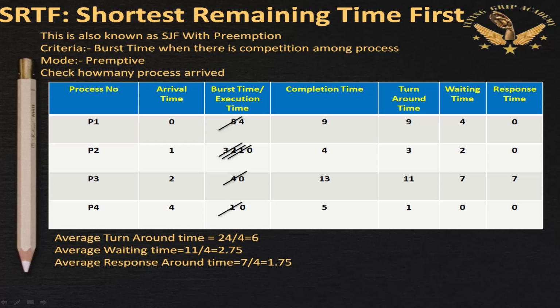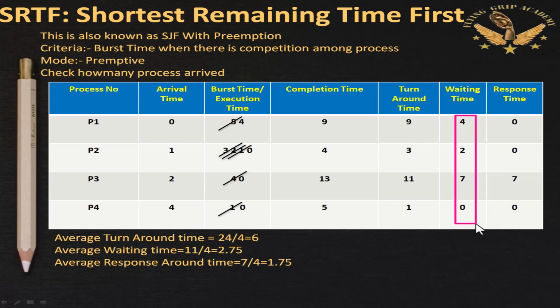So here, if you are going to see the average turnaround time, it will be changed. So here, turnaround time we are going to waiting time. So waiting time is 2. So we have got the correct values: 4, 2, 7, 0.